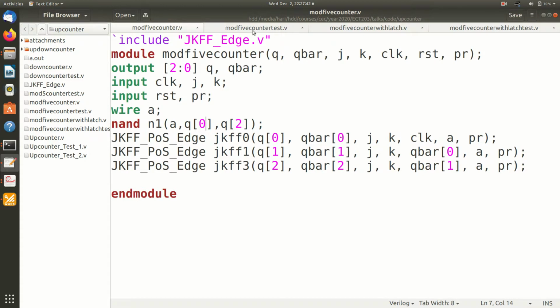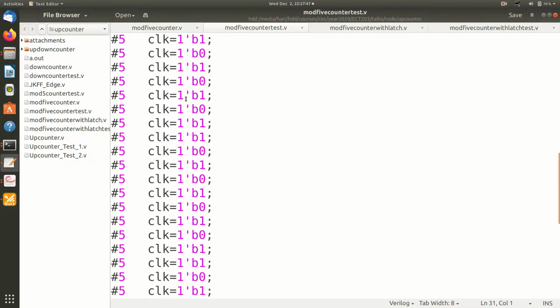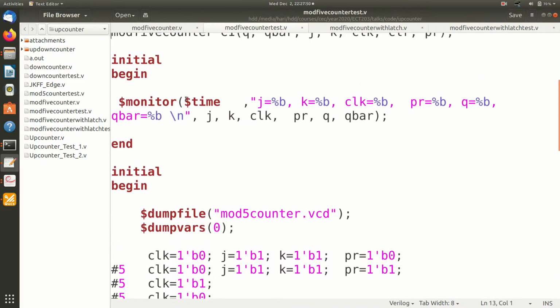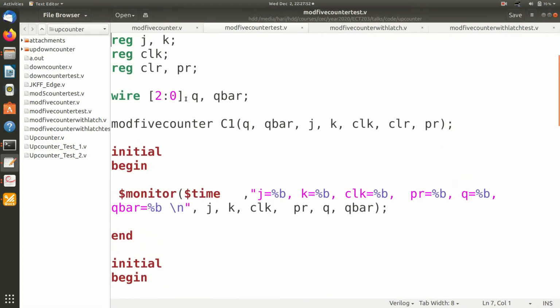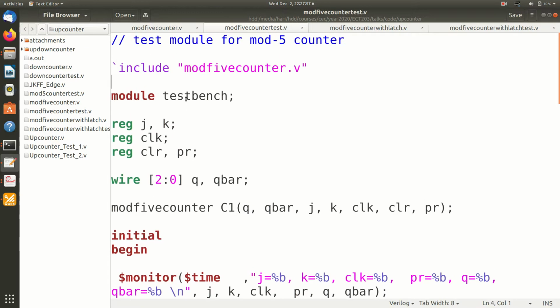Now I can make a test bench here. I include the Mod-5 counter and create a test bench. The inputs JK, clock, clear and preset are given as registers, and Q and Q bar are given as 3-bit wires. I make an instance of the Mod-5 counter, named C1, with Q, Q bar, JK, clock, clear and preset. And then I initialize a monitor.